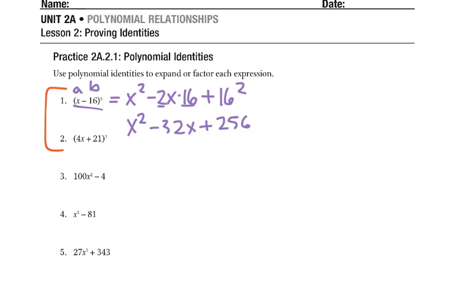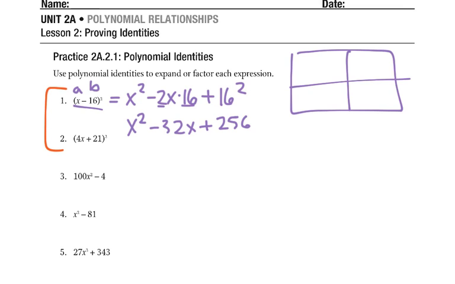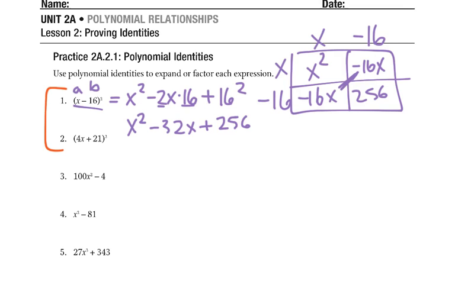Okay. Now, we could have also just done the area model and went x and negative 16. Because it's squared, it's twice. X and negative 16. Got x squared, negative 16x, negative 16x, and positive 256. And then combine those together to get x squared minus 32x, negative 16 plus negative 16 is negative 32, plus 256. So either one works.